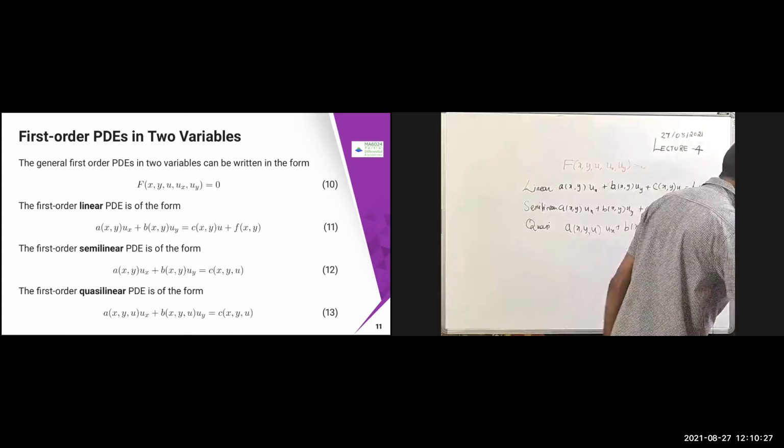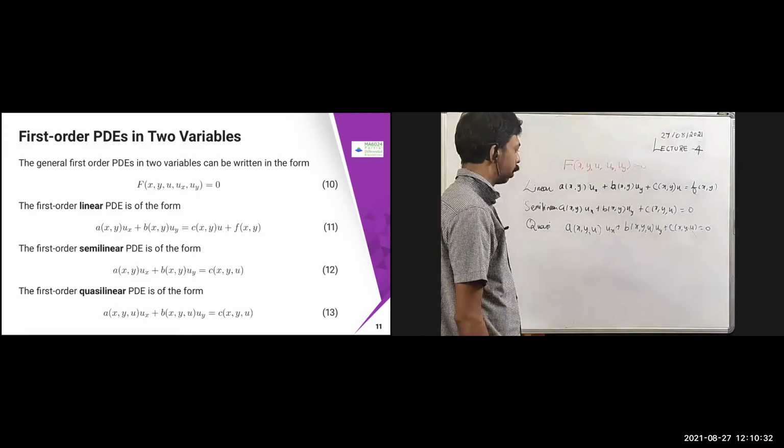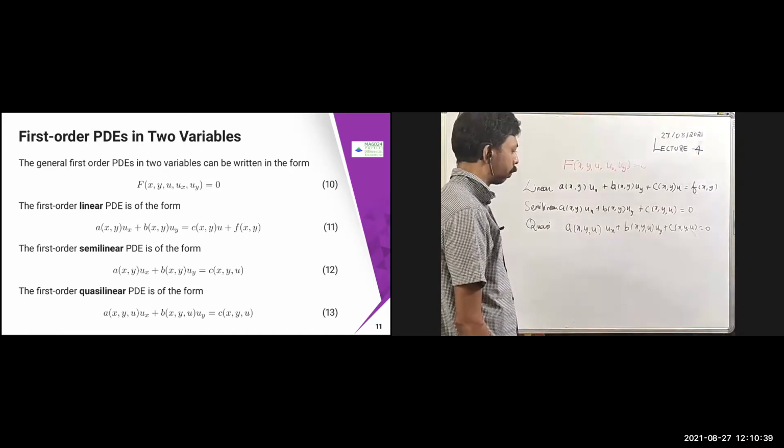One question. So in the quasi-linear, the coefficient can be a function of u, that you said? Yes.